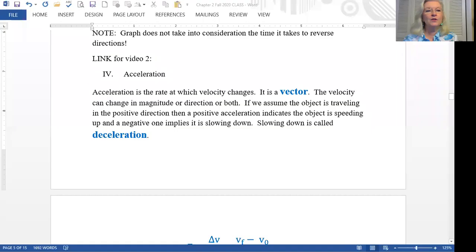We are talking about Chapter 2, and this is actually our second video. Chapter 2 is going to have, I think, about 4 videos. So we'll pick up with our second video in Chapter 2. Let's start out with acceleration. We have talked about velocity and average velocity.